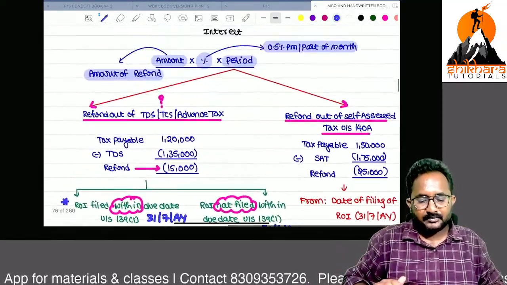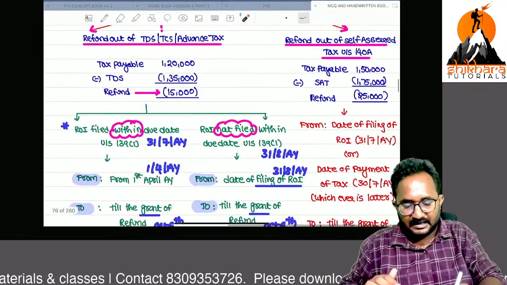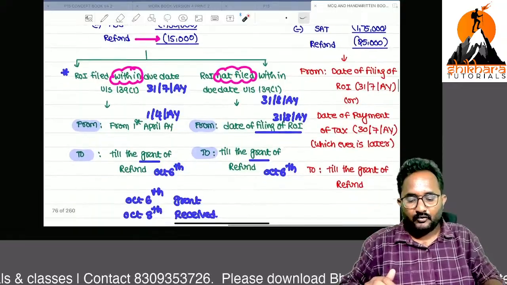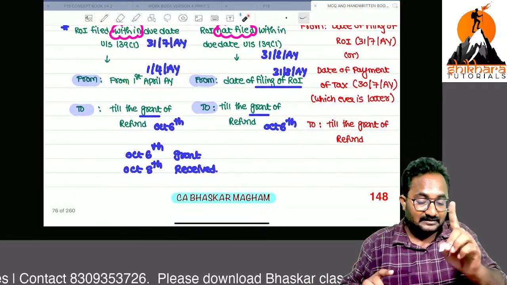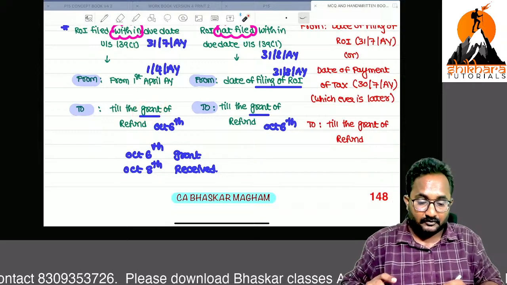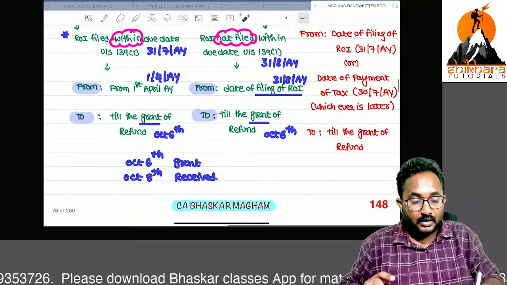Are you clear, ma? First of all, the period. Whether we are getting the refund from TDS, TCS or advance tax, we can raise the question within the due date or after the due date. Within the due date, if you file, from the first day of that assessment year you will get interest till the date of grant of refund. If you are filing the return of income after the due date, then from that date to the date of grant of refund.